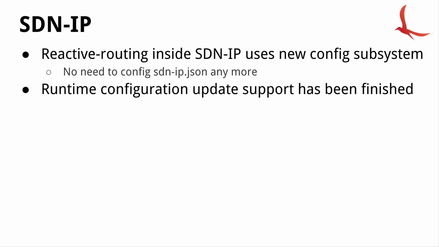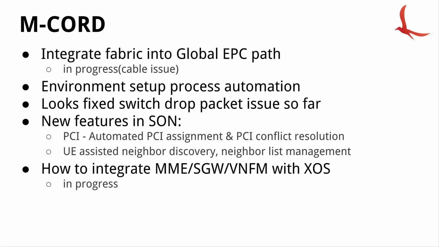Just to elaborate on that, she's talking about reactive routing, but there's also the core SDN-IP, the proactive path. I finished off the runtime configuration update support for that as well. So it means that you can reconfigure everything about the system without having to restart the whole application. So I think Luke is going to start testing that out with his deployments. Excellent, that's a nice step. It's a must-have for deployment for sure, so we're very happy about that.